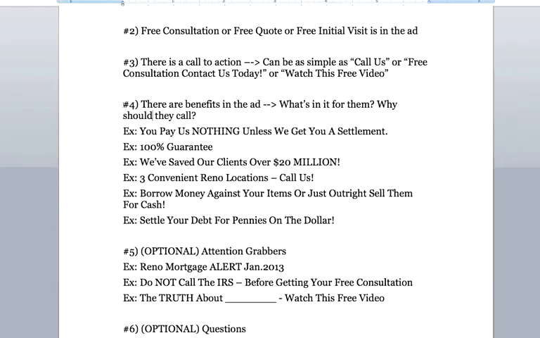So number 4 is that there should be benefits in the ad. What's in it for your prospect? Why should they call? What are the benefits? What you might want to do right now is, if you have a client or a prospect in mind, or once you land your client and you get into writing these ads, you'll write it down, or you'll even ask your client, what are the biggest benefits that you provide people? What's in it for them? Why should they call? Right? So here are some examples of that.